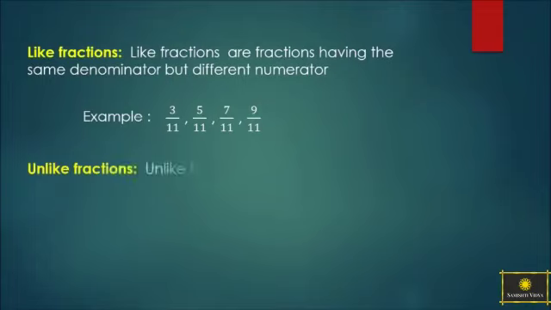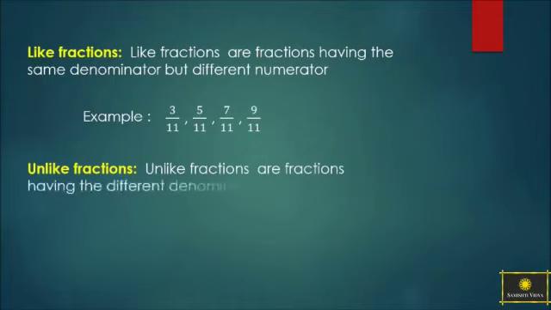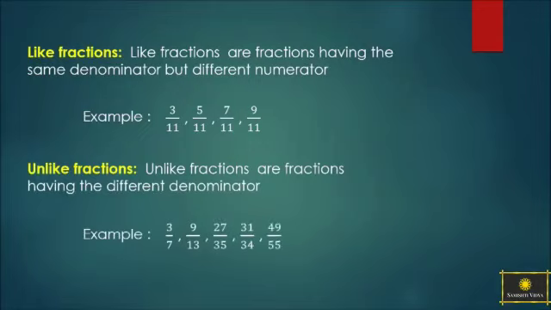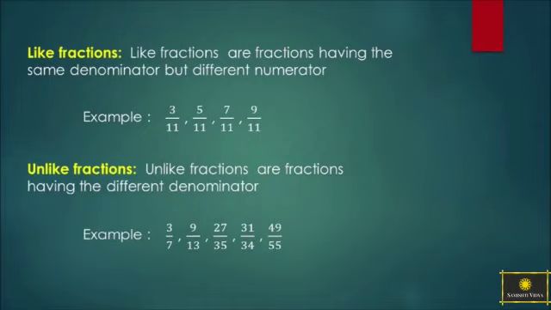Now, unlike fractions. Unlike fractions are fractions that have different denominators. Example, 3 divided by 7, 9 divided by 13, 27 divided by 35, 31 divided by 34, and 49 divided by 55. As you observe, you can see all the denominators are different.